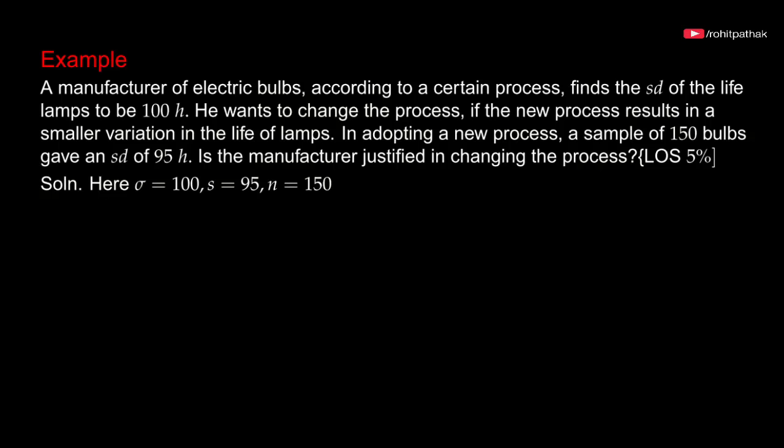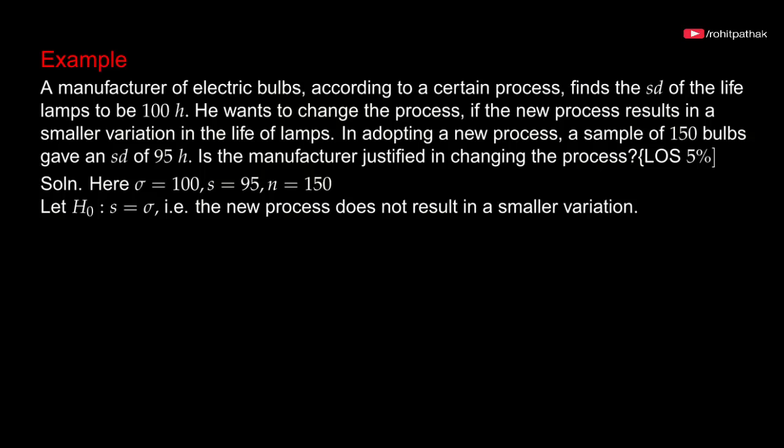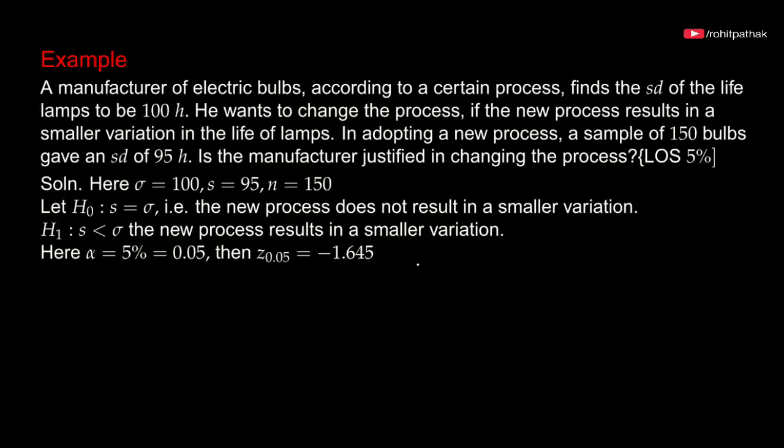So here if you note down the data, the population standard deviation is 100, sample standard deviation is 95 and sample size is 150. So here we set H0 as there is no difference between the standard deviations of the sample and the population. That means the new process does not result in a smaller variation, and H1 as the new process results in a smaller variation. Now here level of significance is 5%.